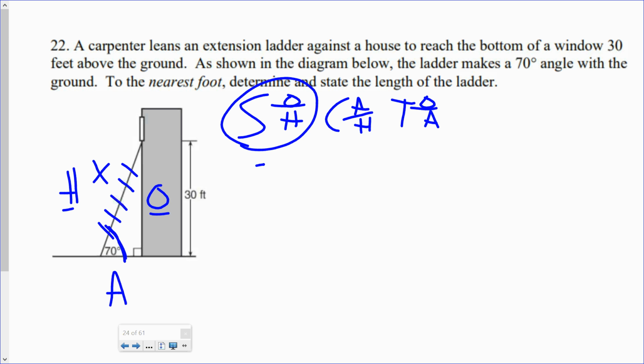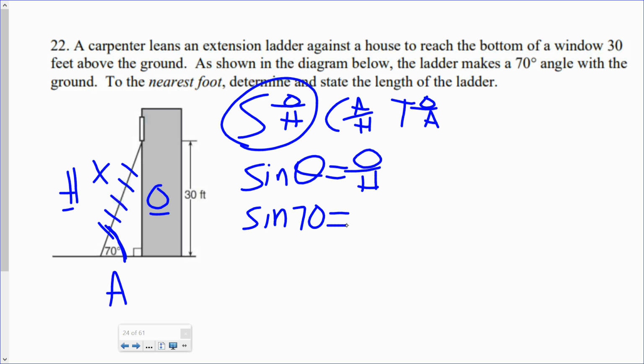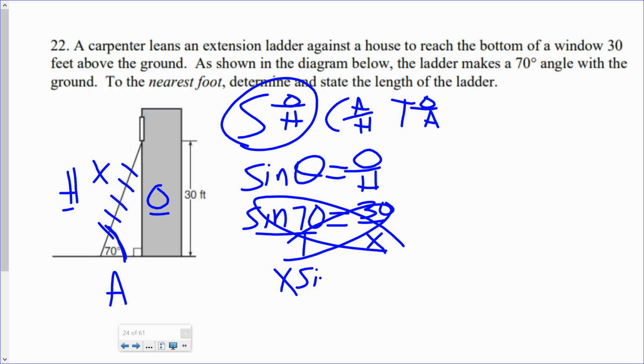Since O and H are involved, we're going to be using sine. So sine of theta equals O over H. Sine is 70. Theta is always the angle. O is 30. H is X. Since X is in the fraction, I cross multiply and solve. X sine 70 equals 30. Divide both sides by sine 70.